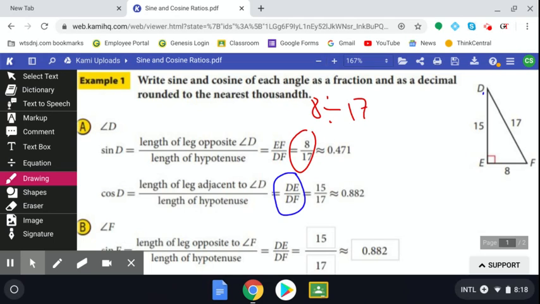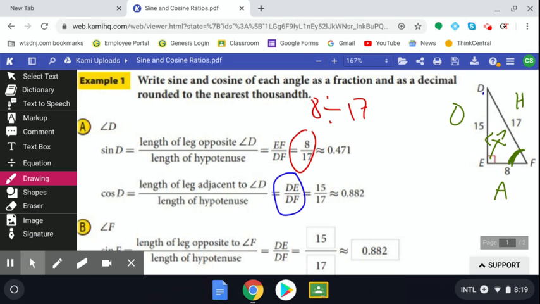And so if we're working from angle F's perspective, that's the one we're talking about now. So the side opposite to angle F would be side DE, which is the side across from angle F. So that would be opposite. And the hypotenuse is still across from the right angle. And what is left over is your adjacent side.